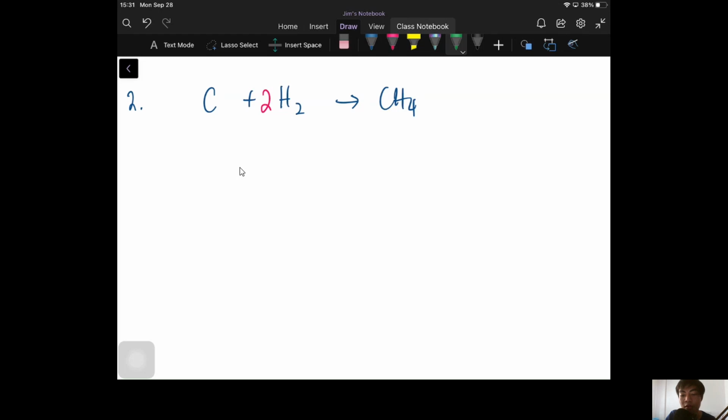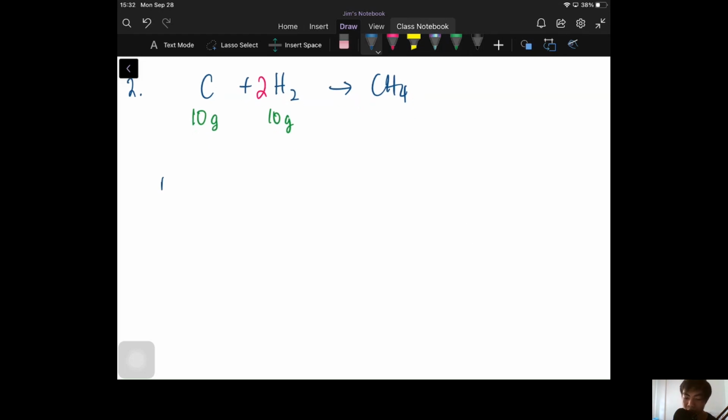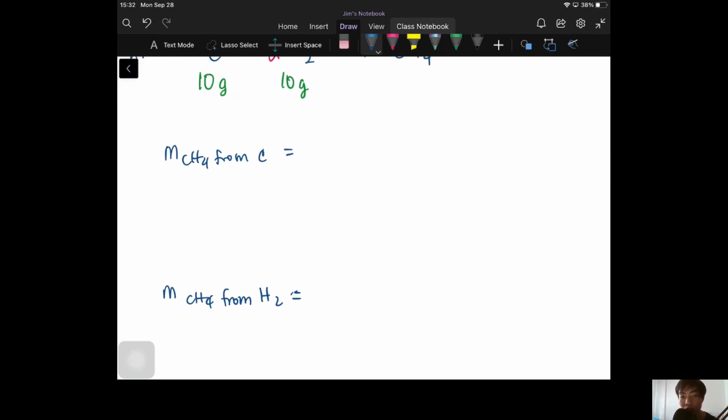Then ano sabi sa problem? We have 10 grams of carbon and 10 grams of hydrogen gas. So we have to convert them to the product, so we can identify which of them is the limiting or the excess reagent. So this is the mass of methane, the mass of product from carbon, and the mass of your product from hydrogen gas. Again, the format is still the same. You obtain first the moles of your reactants. So paano yon? Mass ng carbon divided by molar mass ng carbon.